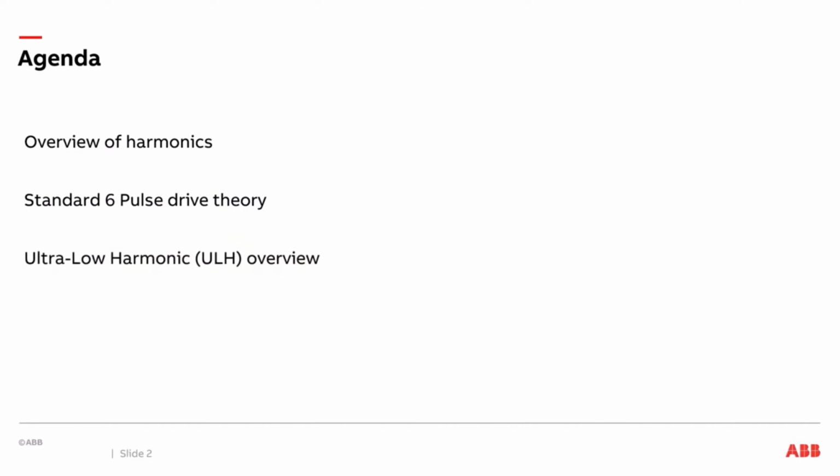Let's look at the agenda for this presentation. We're going to do a quick overview of harmonics, just to make sure everybody's on the same page on what harmonics are. Then we're going to do a standard 6-pulse drive theory. This short overview of 6-pulse drive theory is needed to understand the ULH drive. The ultra-low harmonic drive, the ULH, we will do an overview of how the system actually operates. Then we will go into a detailed explanation of the ACH580 ultra-low harmonic drive and how the active front end operates. This will be a detailed explanation using very little math, but it will help you understand how an active front end drive actually operates.